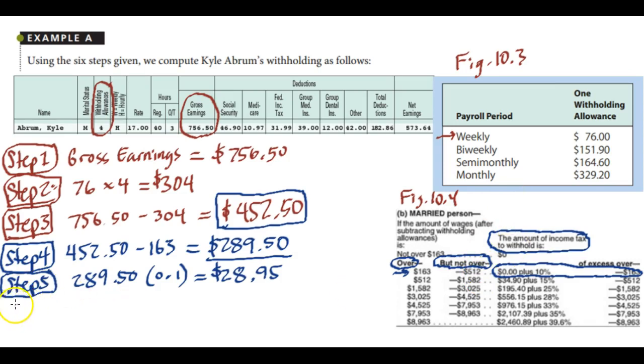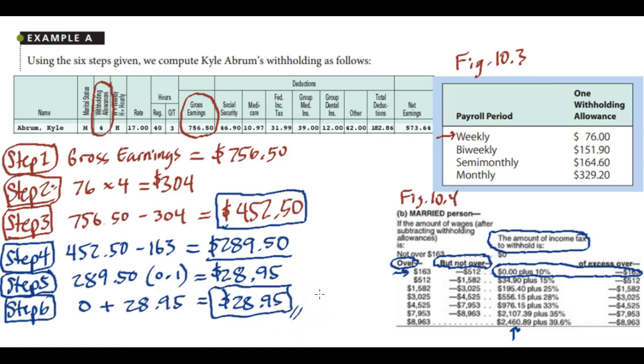So we're going to do step 6. Step 6 is asking us to add the base tax amount, if there is any, shown in the table. Notice that is this column right here. All those values in that column, that's what that's referring to. We're going to add that to whatever we just calculated from step 5. So the 10% is $28.95. In this case we have 0 because we didn't have anything from the previous interval. So we're going to take 0 and add the 10% of the excess over 163, which is $28.95, and that gives us $28.95.